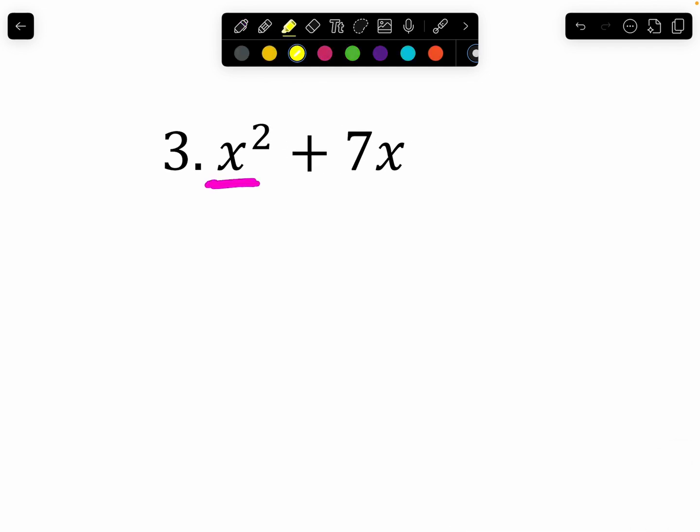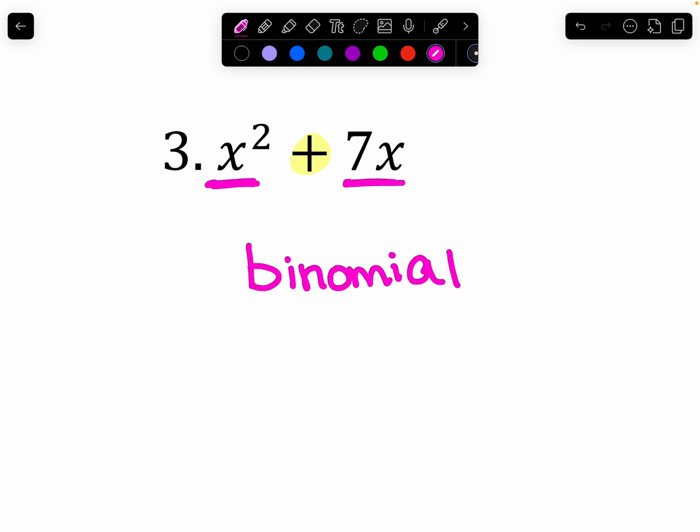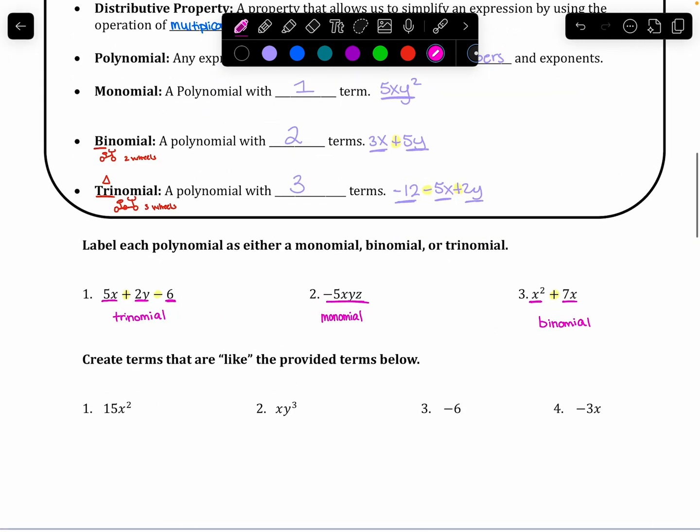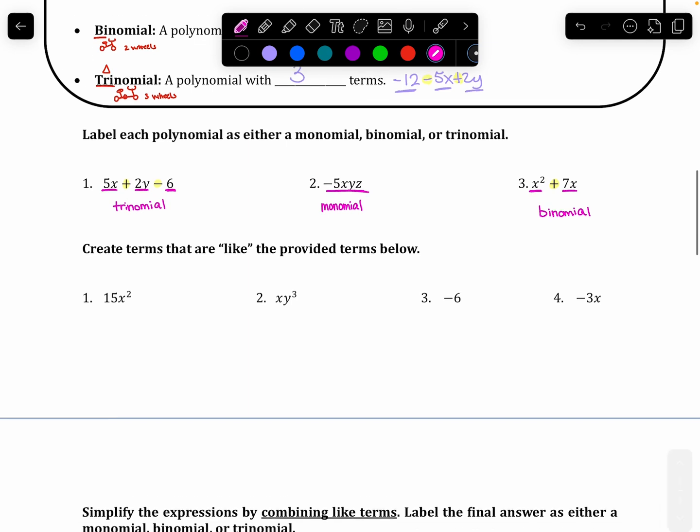And then lastly, I have a term and then an addition sign, and then I have to start over again, and I have another term. So I now have a binomial. And there we go. I've labeled each as a monomial, binomial, or trinomial.